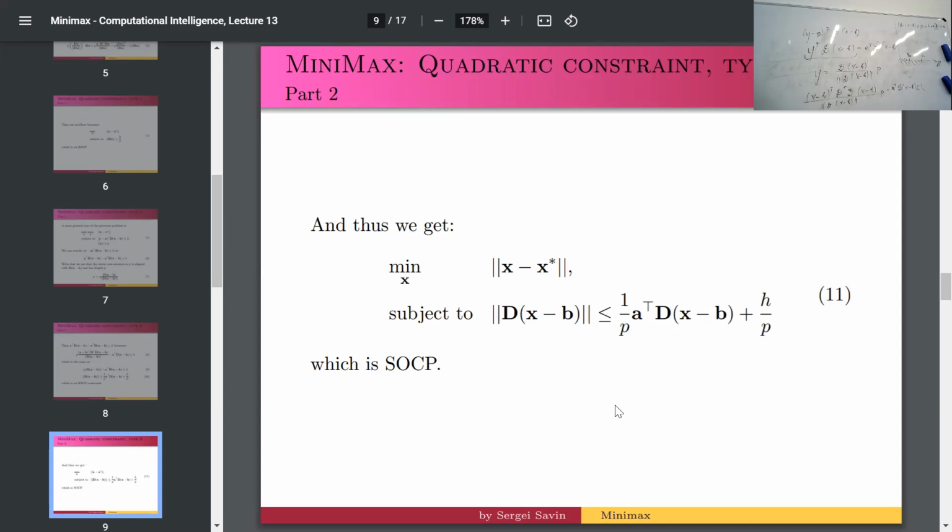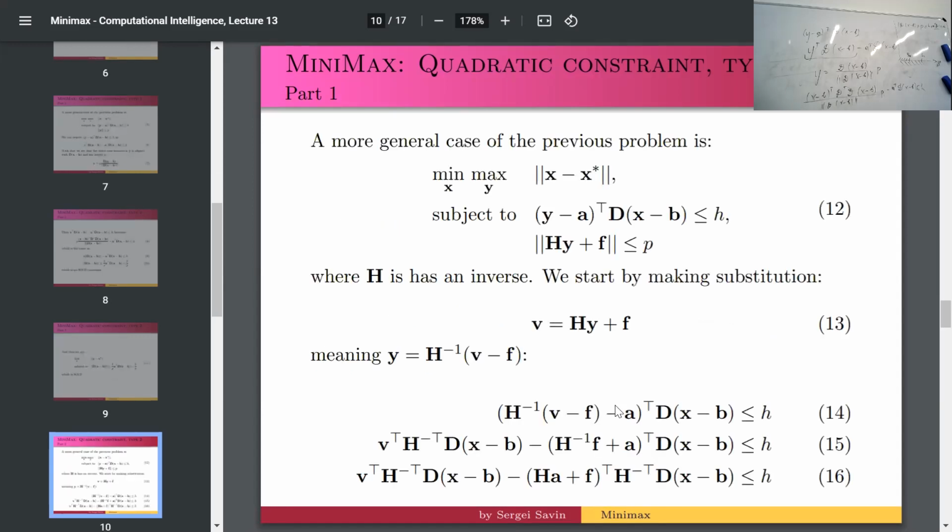We solved 2 types of problems. Now, let me consider the first relatively challenging one. I mean, they were all challenging conceptually, but this one will require slightly more tools. Okay, so my strategy, first of all, what is the difference? Well, the difference is very simple. Now, y is constrained in this fashion: H y plus f is less than or equal to p. So that is the difference.